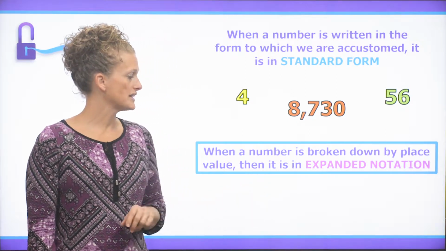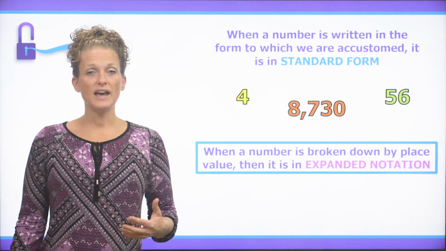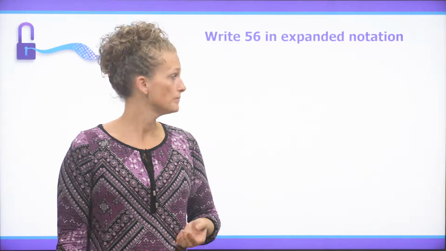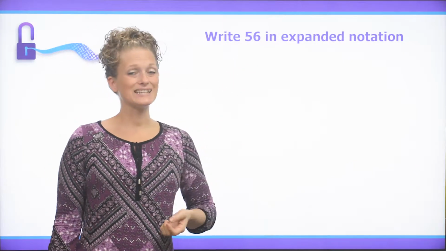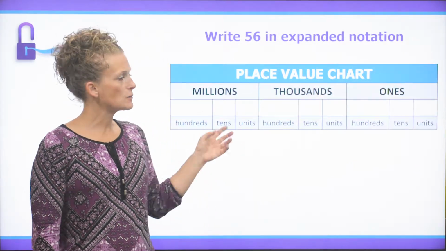Now, when a number is broken down by its place value, then we have what's called expanded notation. So let's write 56 in expanded notation. So we're going to start with our place value chart.